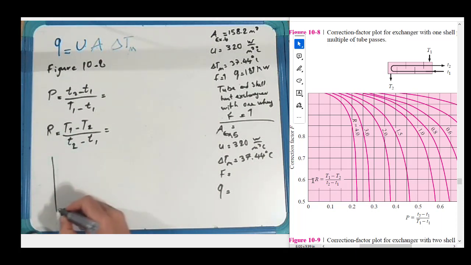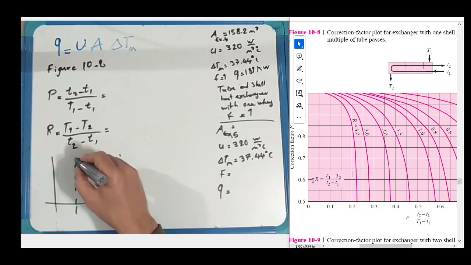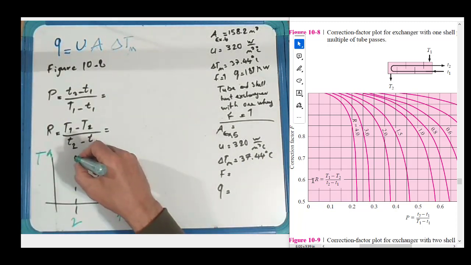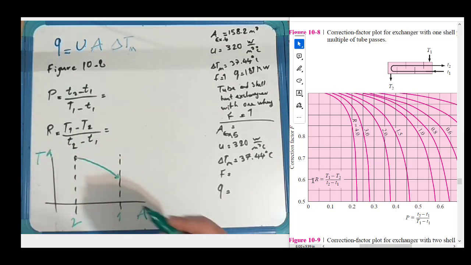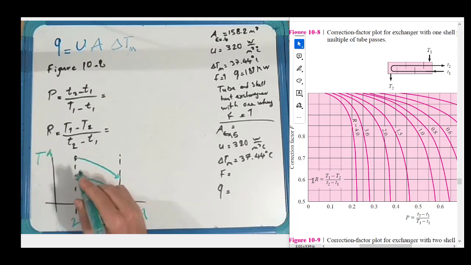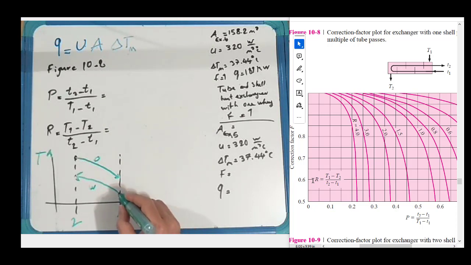So let me draw again that diagram for counter current. This is temperature, this is area, this would be cross section 1 and cross section 2. This is for oil, and this would be for water. Oil, this is TC1.